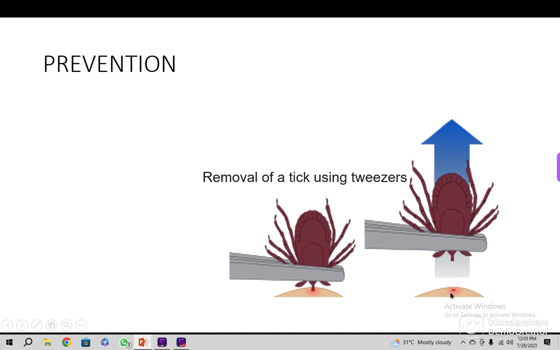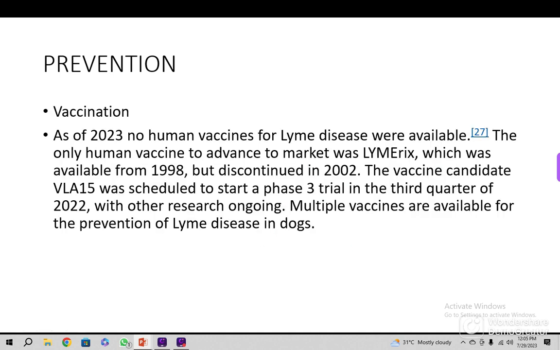So this is the protection, this is the prevention, and now vaccination. No human vaccine for Lyme disease is available. The only human vaccine to advance to the market was the LYMErix, which was available in 1998 but discontinued in 2002. VLA-15 was scheduled to start a phase 3 trial in the third quarter of 2022. It is not available because it is under trial with other research ongoing.